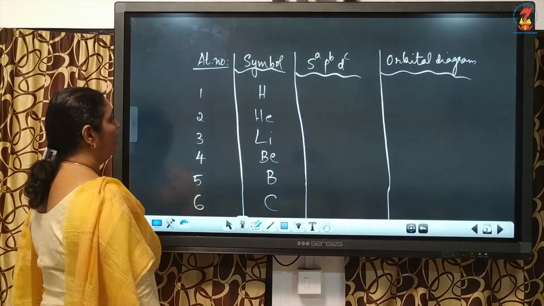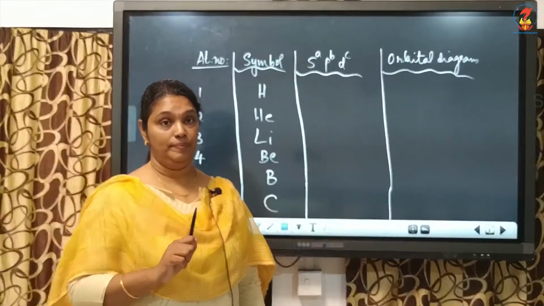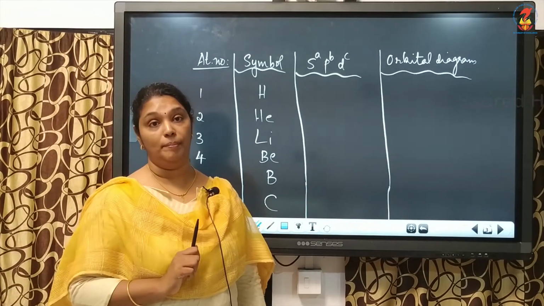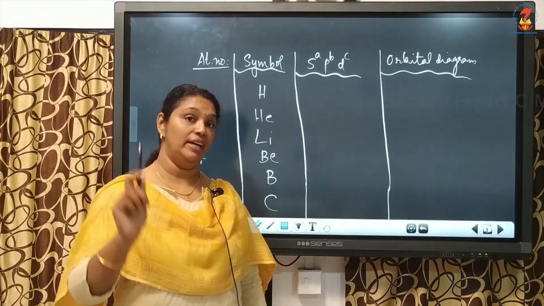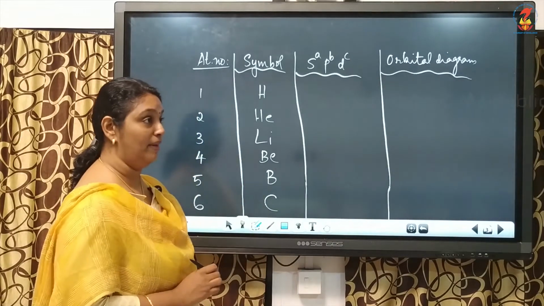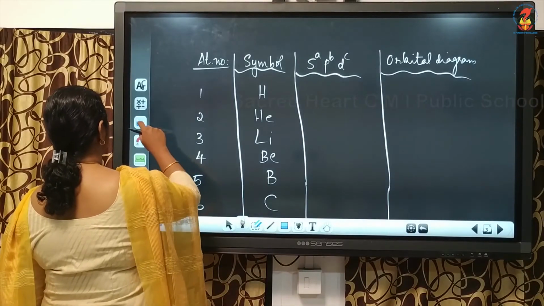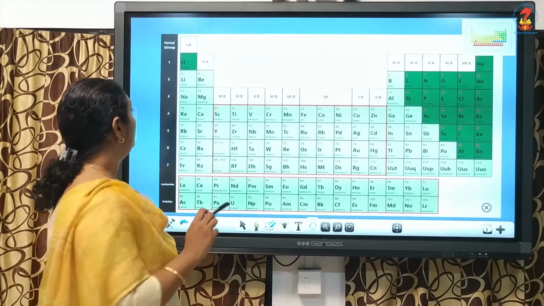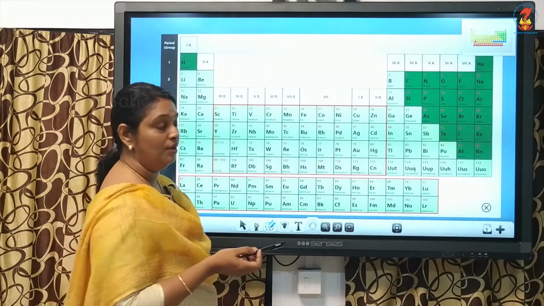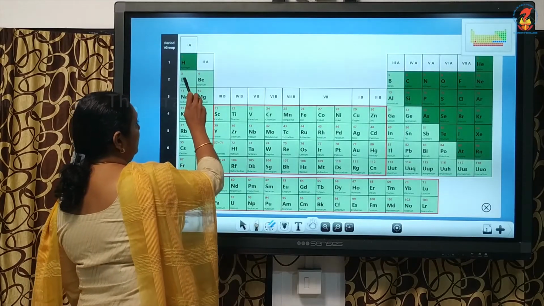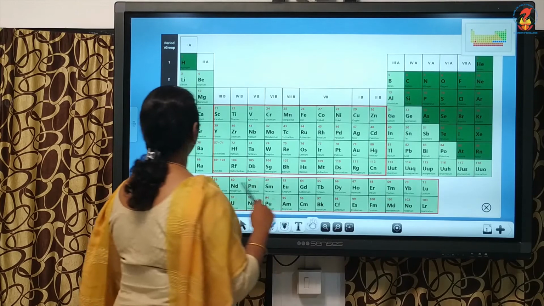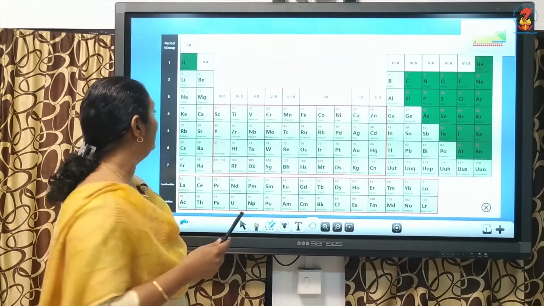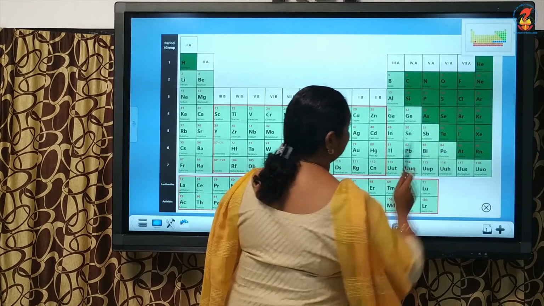Now first you should know n value will indicate the period number. So you know that in period 1 in the periodic table we have only 2 elements. You can see here, this is period 1. We have 2 elements, that is hydrogen and helium. So n is equal to 1. Now for period 2 we have n is equal to 2. We have elements from atomic number 3 to 10. Now in period 3 we have elements from atomic number 11 to 18.